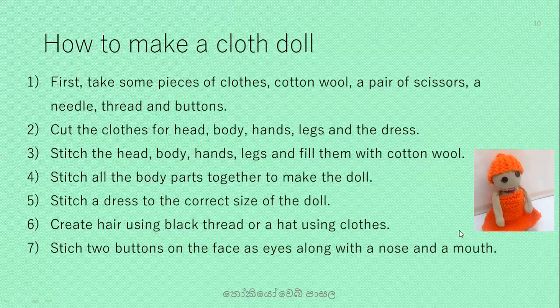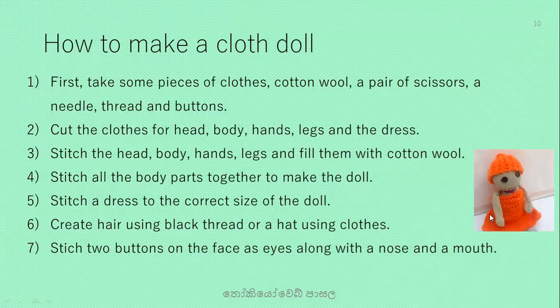So I'm going to prepare a cloth doll. So we will have to fill, right? So after having the outer parts prepared from the clothes, we will have to fill it with cotton wool, right? So you can see here, that is how this doll becomes looking like a real person, right? And then the fourth one, stitch all the body parts together to make the doll. So earlier I had these parts separately, right?